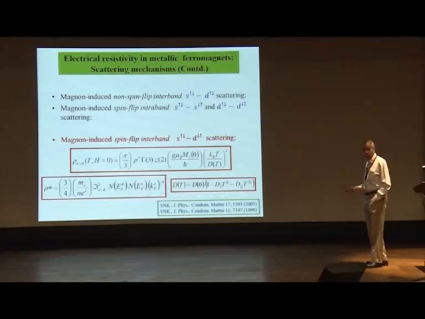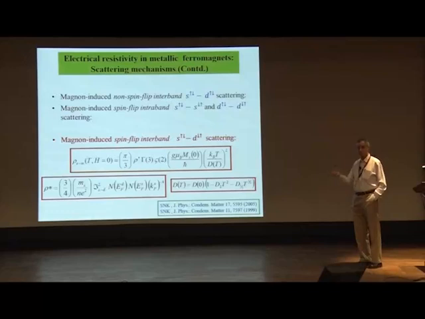This contribution comes from the Stoner single particle excitations when they interact with magnons. Then there is a renormalization of the spin wave stiffness, thermal renormalization of spin wave stiffness. The other contribution comes from magnon-magnon scattering.